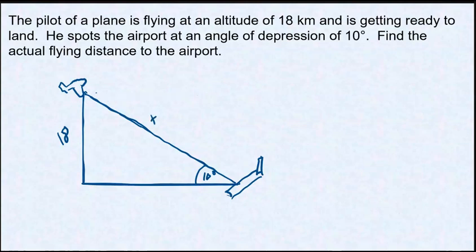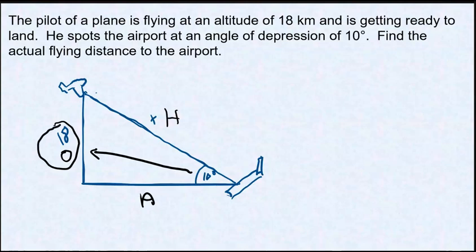And I'm going to do that by using the same procedure or algorithm as I have before. So this is O, this is H, and that is A. And in this case, we're going to use sine, because I have the opposite leg, and I'm looking for the hypotenuse. So sine of 10 over 1 equals 18 over x. Now these are kilometers. I'm going to cross multiply and solve.